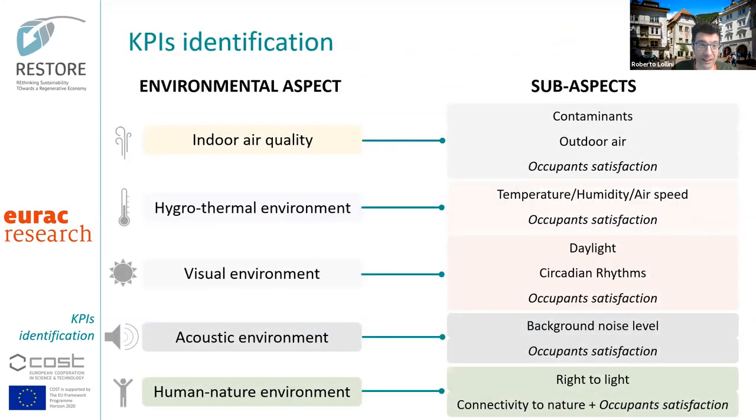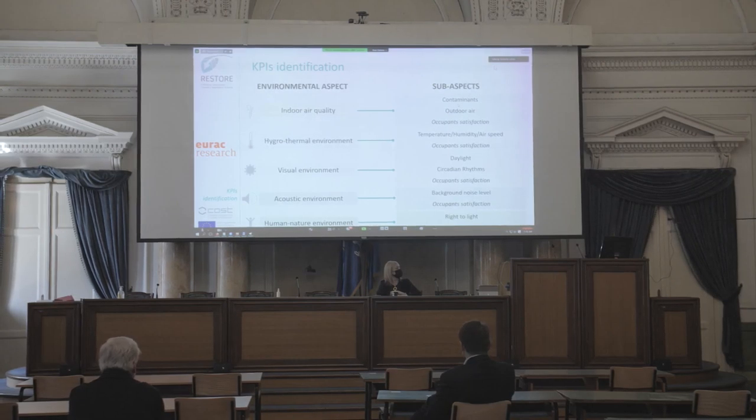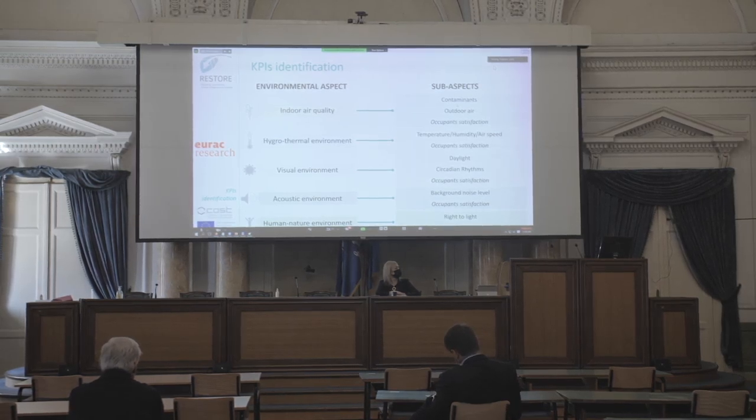we tried to evaluate different aspects related to the indoor environment. The first four are the classical ones: indoor air quality, hygrothermal environment, visual environment, and acoustic environment. Then we added to these four the human nature environment. Each aspect has some sub-aspects. Related to indoor air quality, as you can see in the slide, contaminants and the level of outdoor air pollutants, so how these can affect the indoor air quality, and so on and so forth with the other aspects.